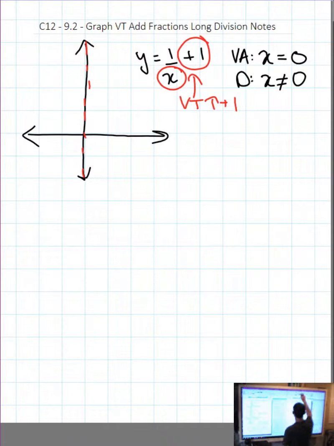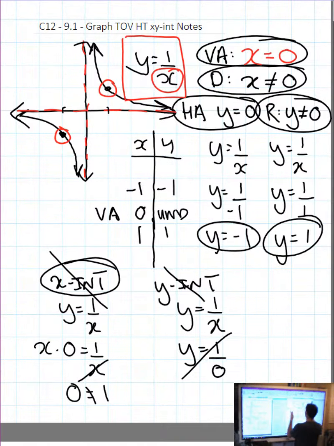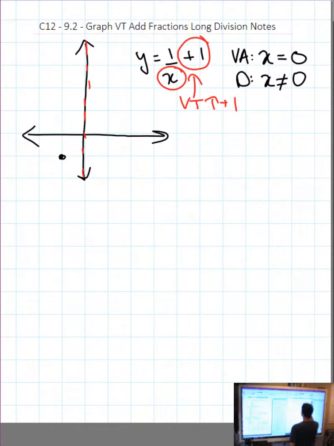So we have the old point on the graph here from this graph, this point right here. And we're simply going to move it up 1. Then we have this point right here, and we're simply going to move it up 1.